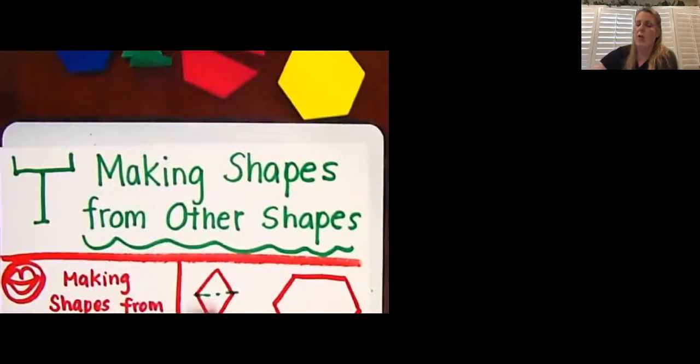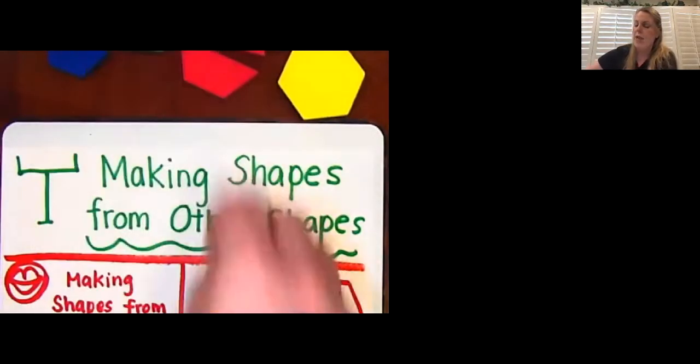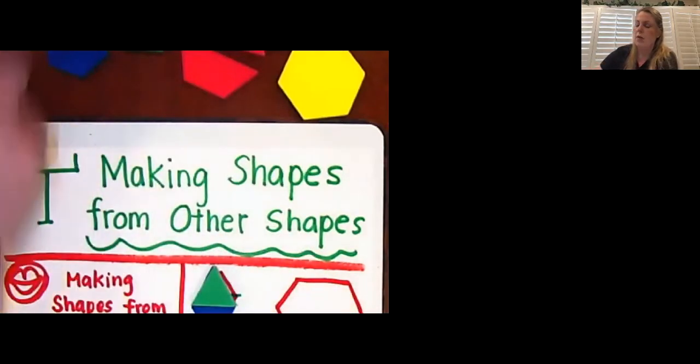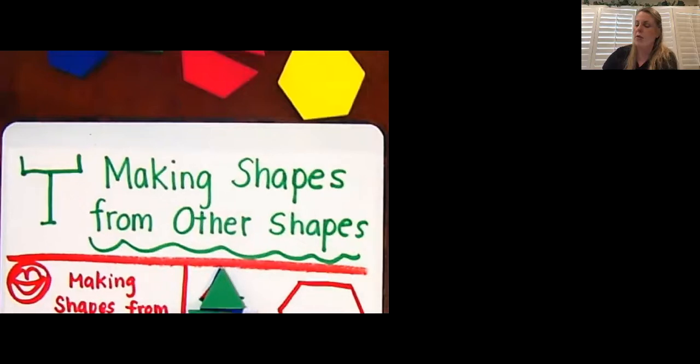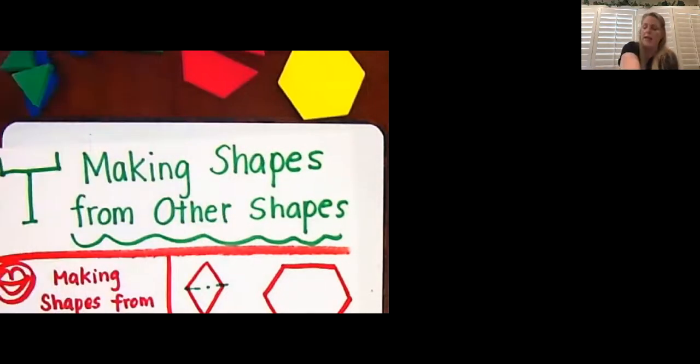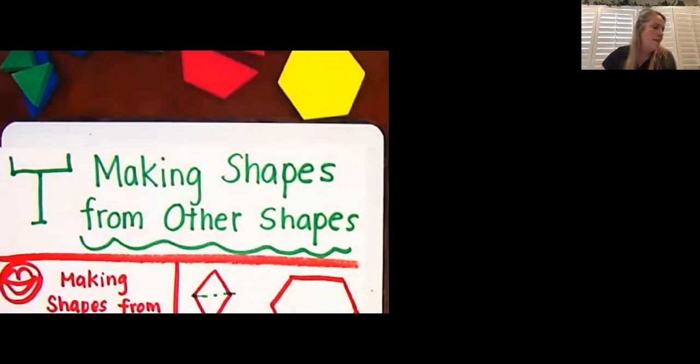If we have our rhombus, right? And we have our rhombus. If we use a triangle, we can also make a rhombus. Two triangles together make a rhombus. So I'm just going to dot my line, dot, dot, dot. Two triangles make a rhombus. Let's look at our next shape.